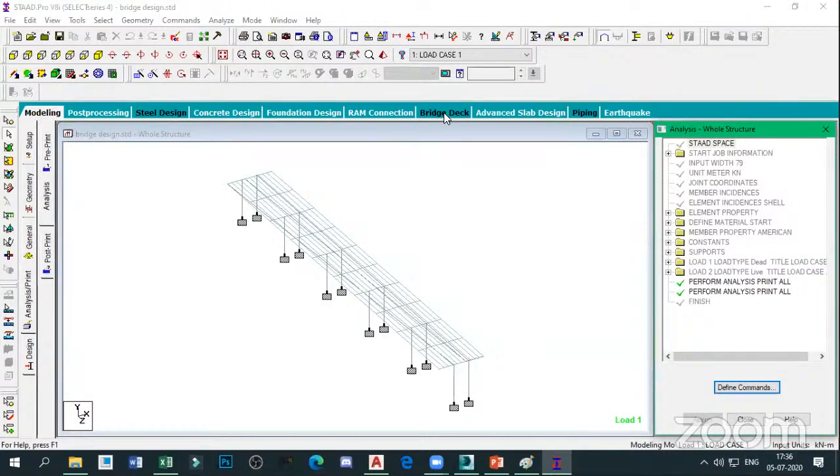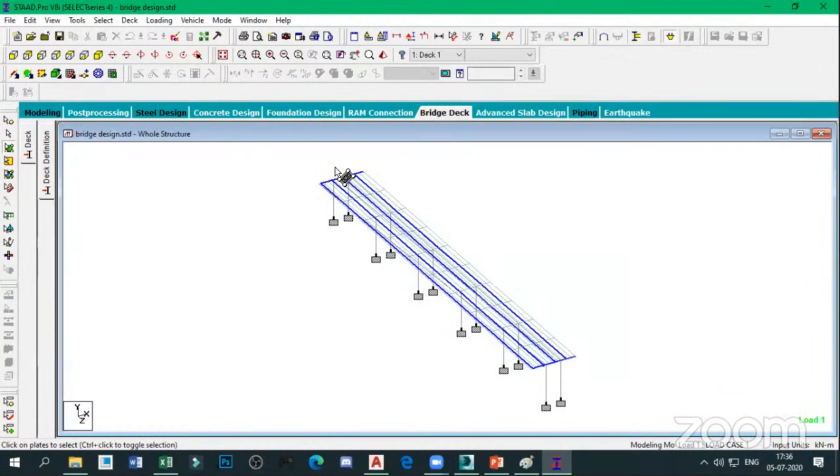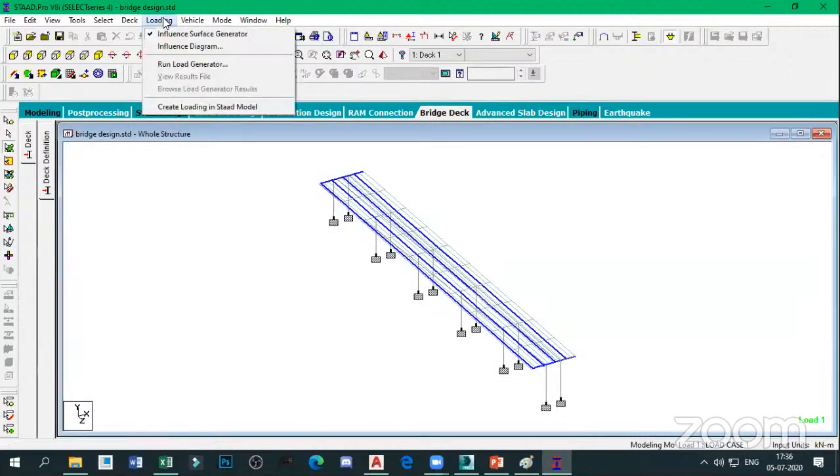I just analyzed this. We go to the bridge deck design. The blue line indicates the deck of the carriageway. You can see that blue line, right? So there is a carriageway, a 3-meter carriageway I designed according to the IRC standard. You know about IRC, right? Indian Road Congress. You just verify with those codes.